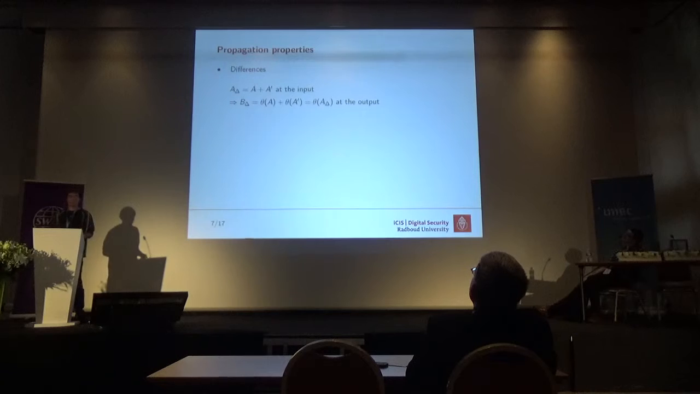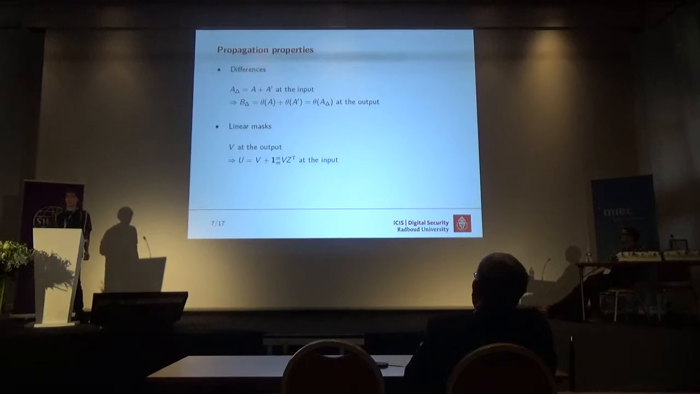So let's look at some propagation properties. So of course, if you have a difference at the input, then this is all linear. So if we input some difference, then we can also just compute this column parity mixer on this difference, and well, it's exactly what we expected.